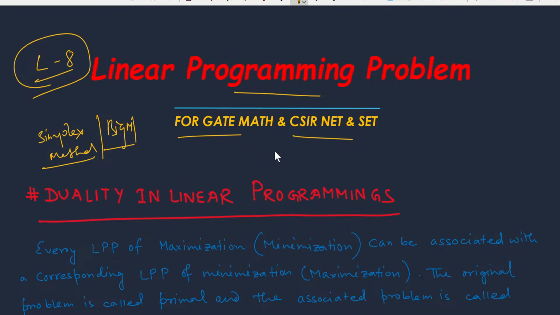Okay, so duality. Why should you read duality? What is our purpose? What is the need for duality? In some cases we do not get the solution in the primal problem. Here we introduce the name primal problem for the LPP.